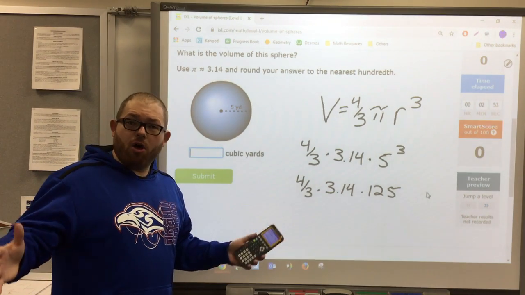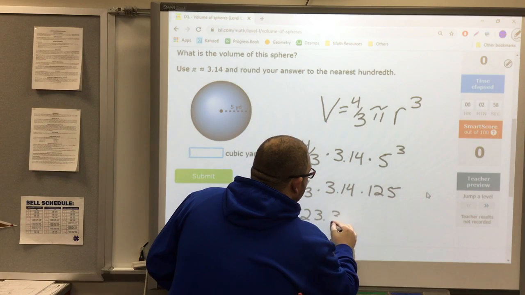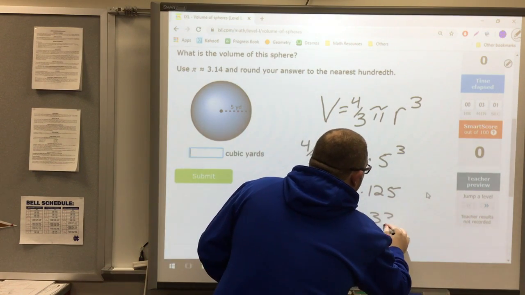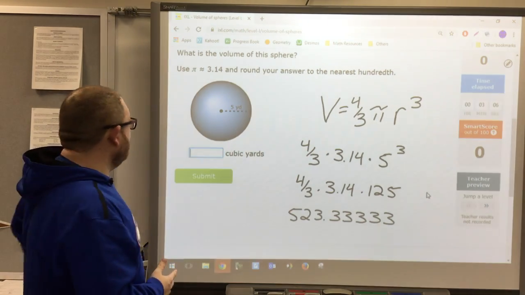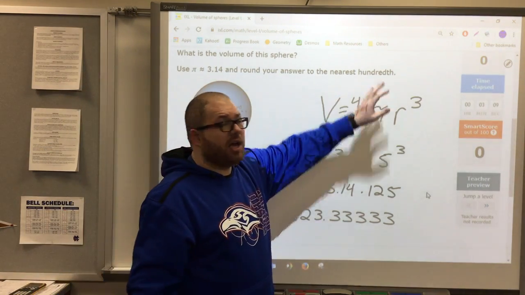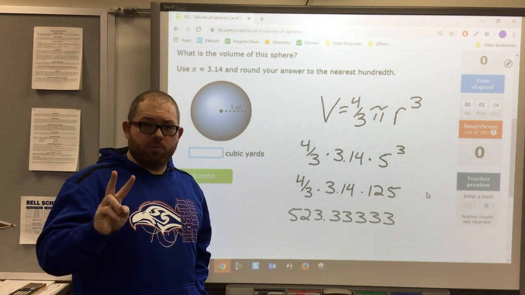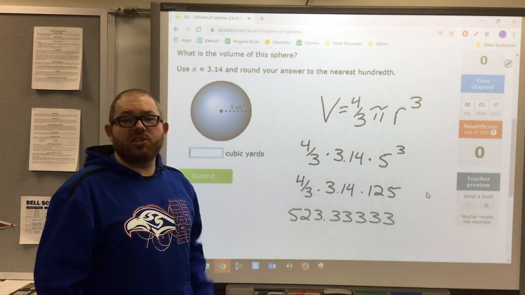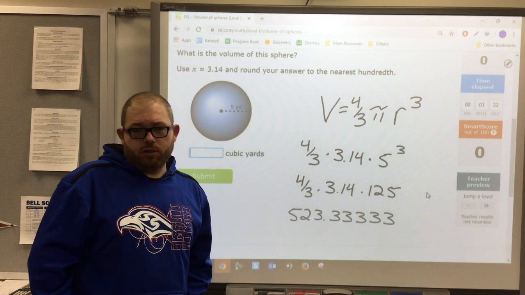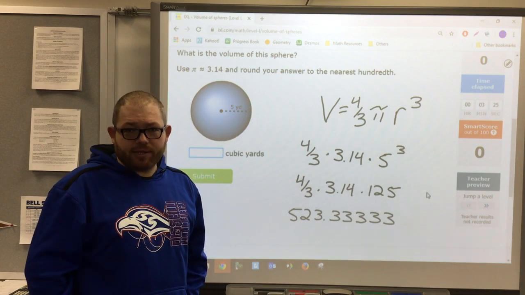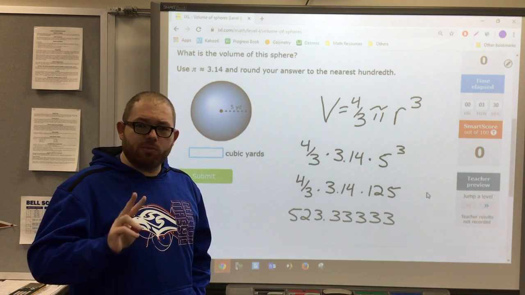But I am getting a long decimal. And the 3's keep going on. It's a repeating decimal. Now it wants the nearest hundredth. That means I absolutely have to put 2 decimal places. If I put less than 2, I will get this incorrect. If I put more than 2, I will get this incorrect. The answer will only be counted correctly if I give it 2 decimal places.